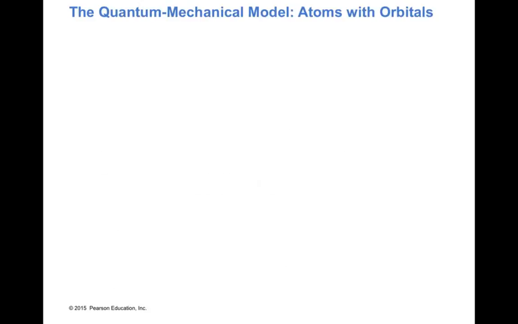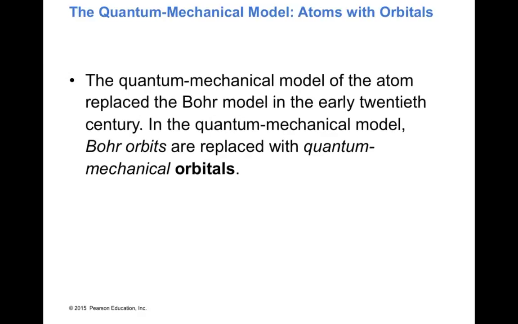So, the quantum mechanical model is basically a model with atoms and orbitals. The quantum mechanical model of the atom replaced the Bohr model in the early 20th century.